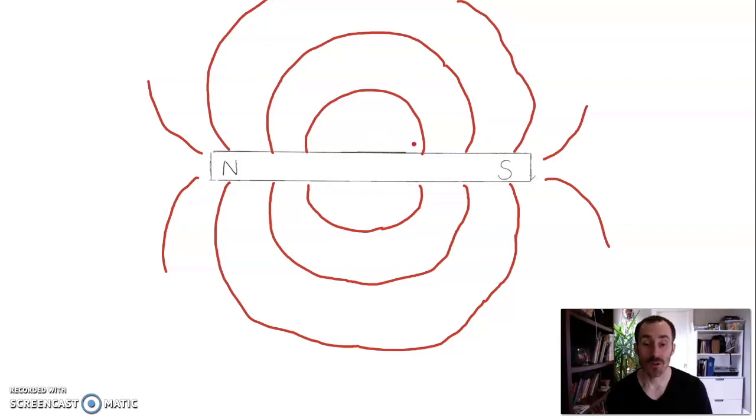Okay, so our compass would point in this direction. There you go. And so it's coming out of the North Pole, or the relative North Pole, and going into the South Pole. There you go. That's the first one.